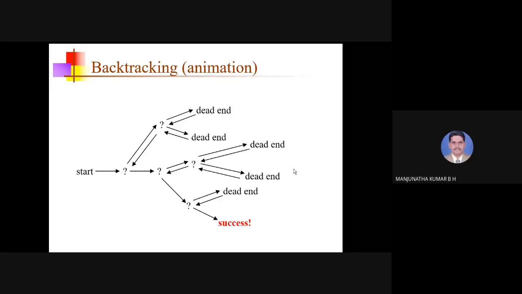Whenever you reach a dead end, backtrack to the previous stage and change your decisions. Once you reach success, the goal node, you report the message success and stop the algorithm. This is the general plan of backtracking.